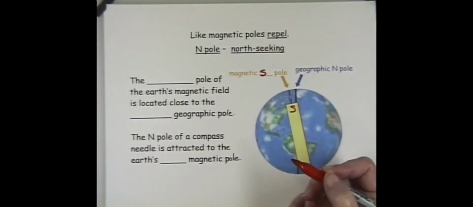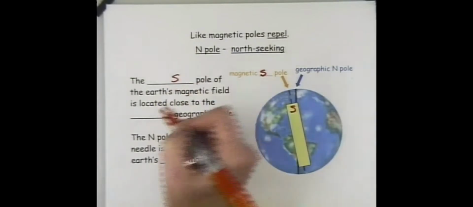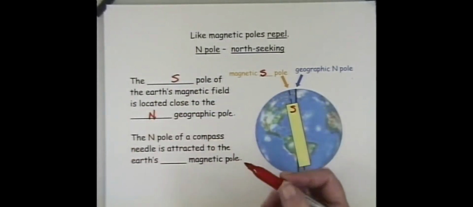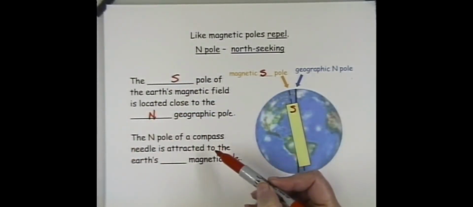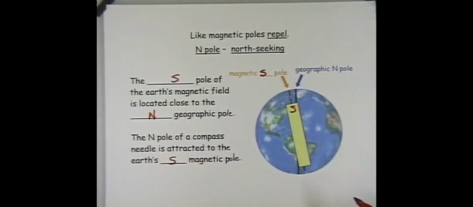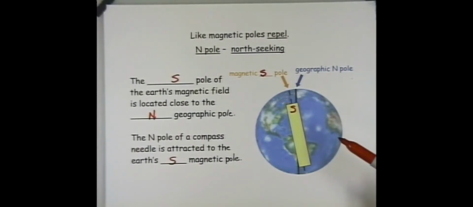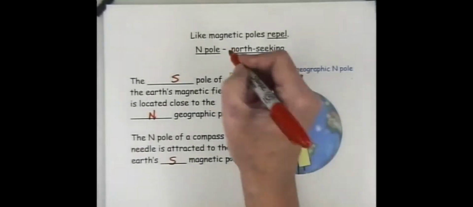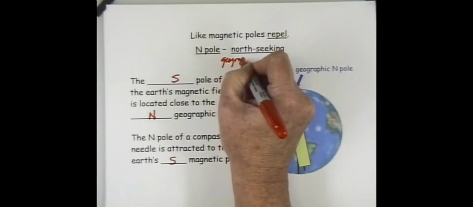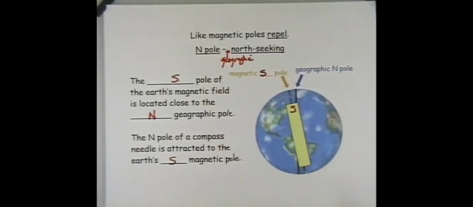The south pole of the Earth's magnetic field is located close to geographic north. So, the north pole of a compass magnet is attracted to this south magnetic pole. Opposite magnetic poles still attract. The confusion comes in using the words north and south to describe both geographic and magnetic poles, which are two entirely different things. So, go back to your notes and add the word geographic to the north-seeking pole, like this.